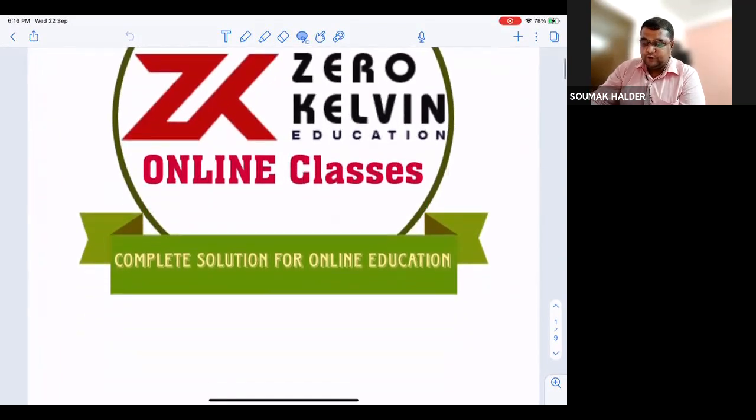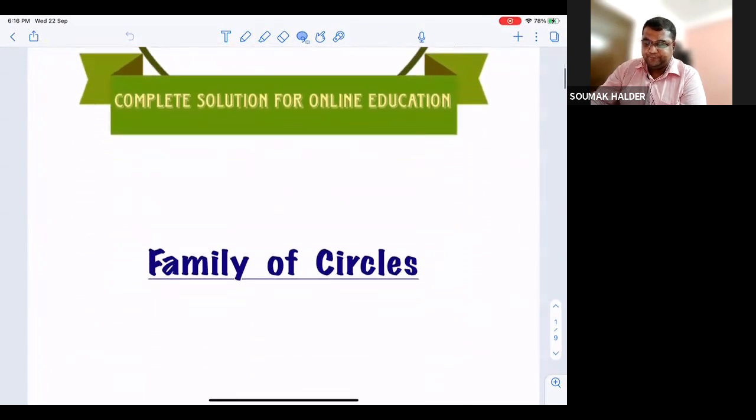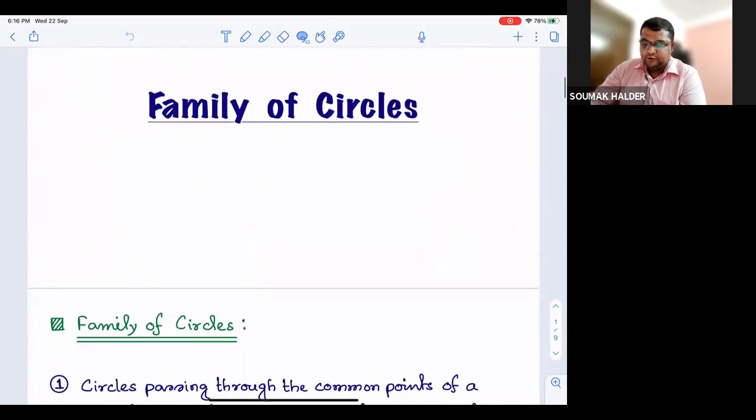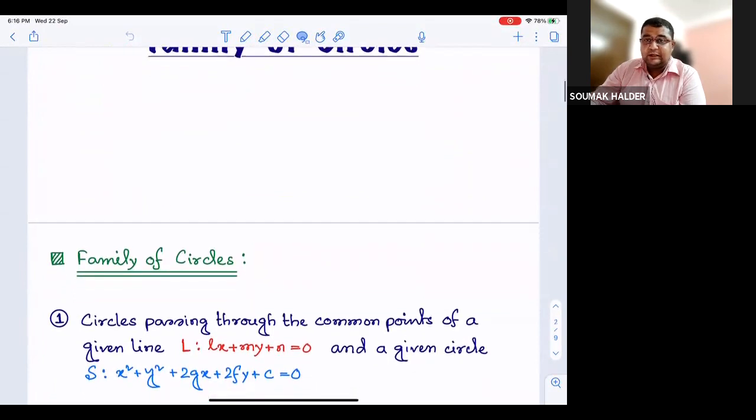So let us go for the first family. Over here, the first formation we are addressing is circles passing through the common points of a given line, say Lx plus My plus n is equal to 0, marked as capital L is equal to 0, and a given circle S is equal to 0 with the equation x square plus y square plus 2gx plus 2fy plus c is equal to 0.